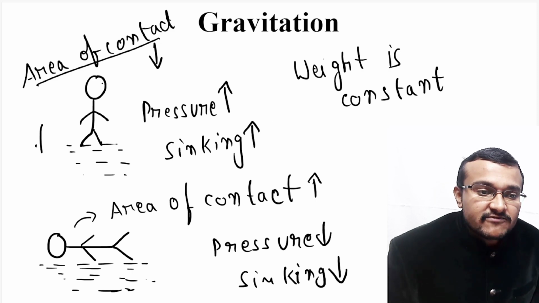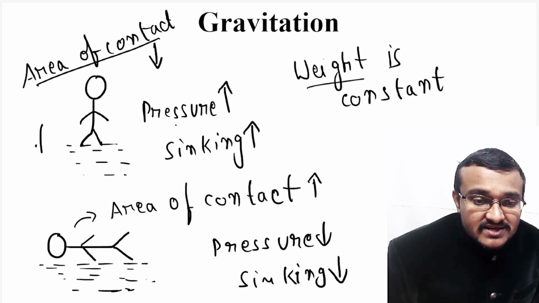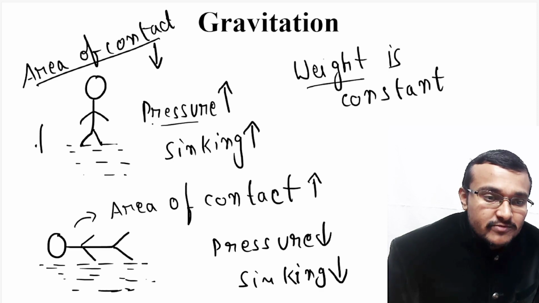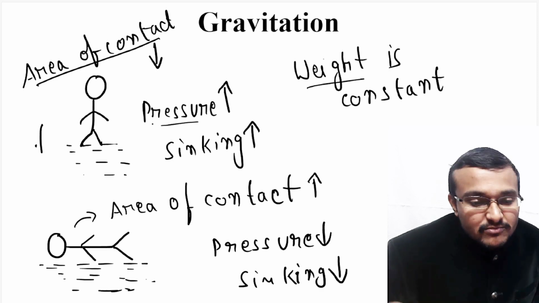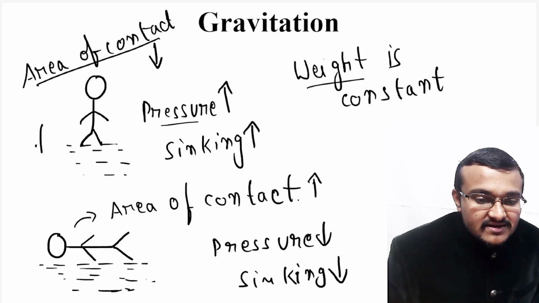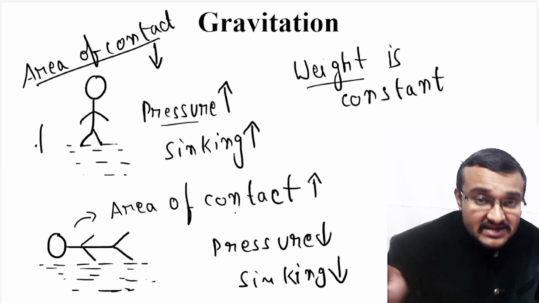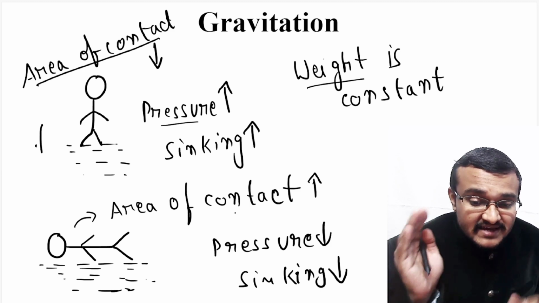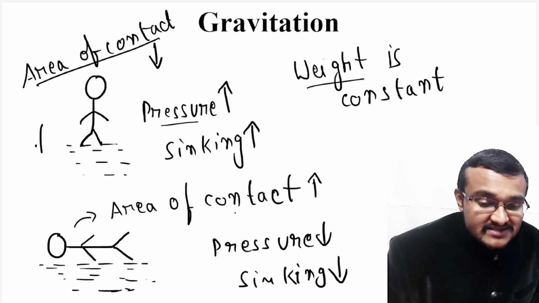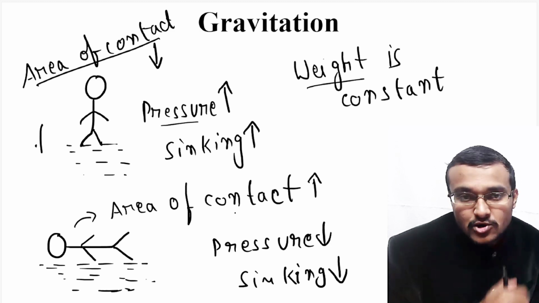So in the first case area of contact is less, weight is constant, pressure will be more because area is less, and sinking will be more. In the second case with the same weight, area of contact has increased, hence pressure will be decreased and sinking will be decreased accordingly.